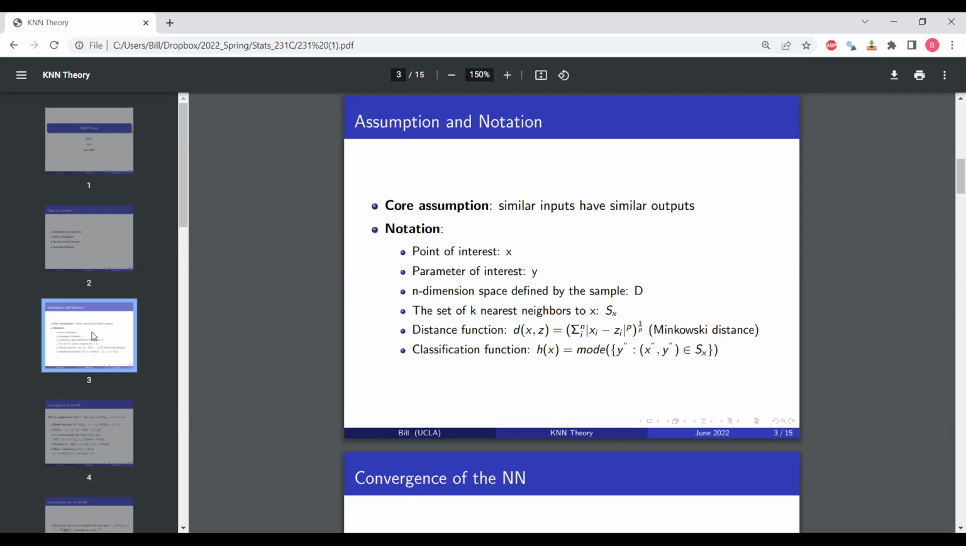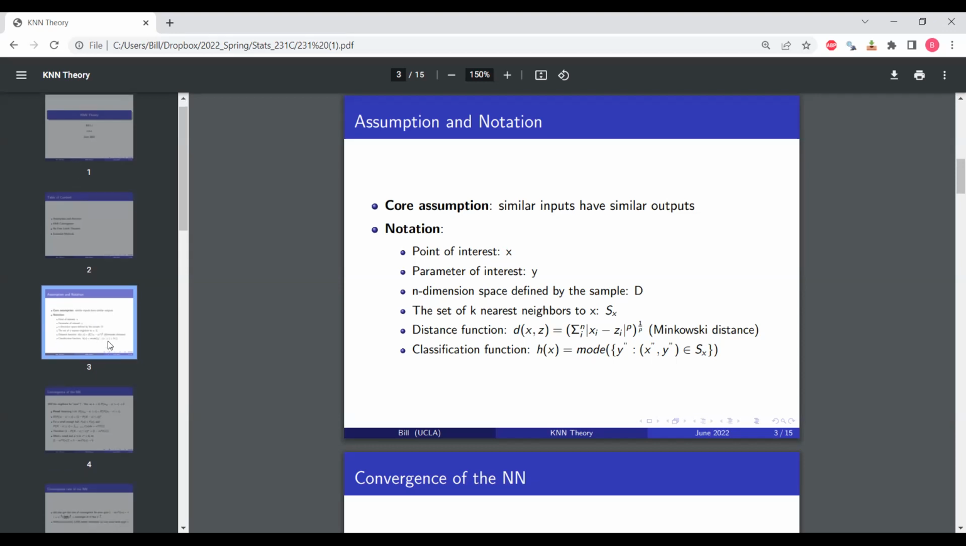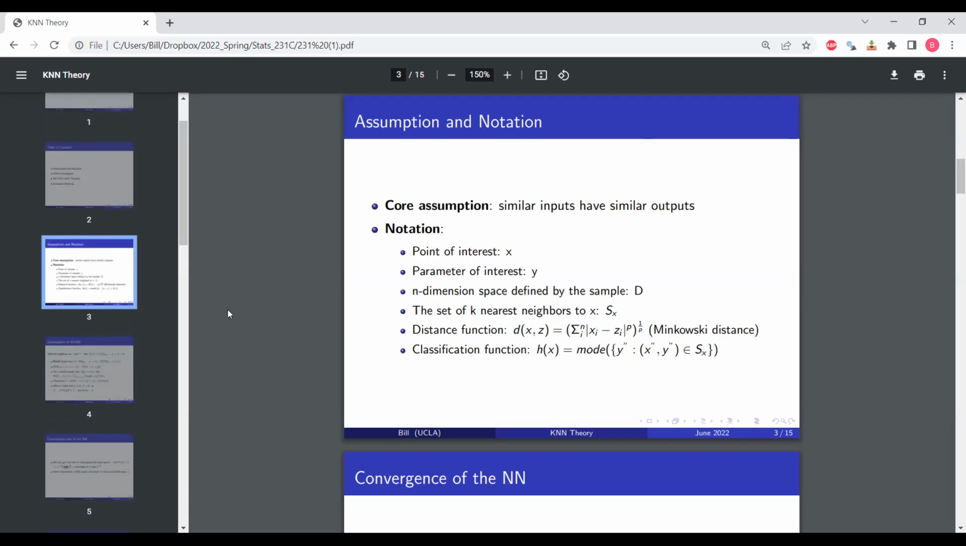For the distance function, we're just going to use the Minkowski distance. All norm functions, or at least all common norm functions, follow Minkowski distance notation. And for the classification function, we're just going to call it the mode function of all y's where the corresponding x is a part of Sx. Here, for the classification function I use hx because we can also call it the hypothesis function.